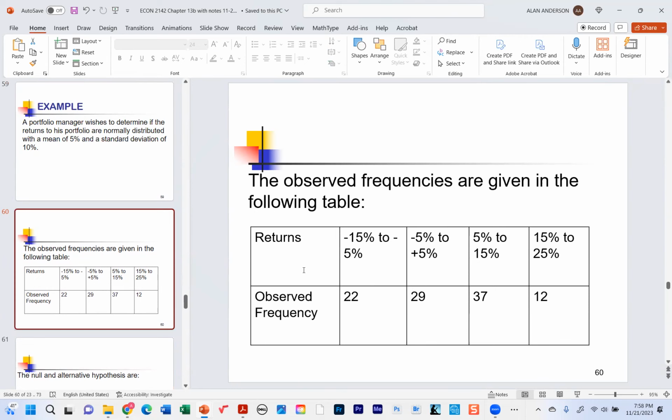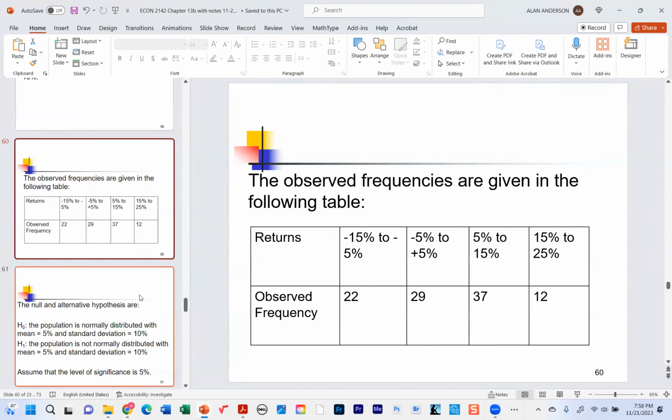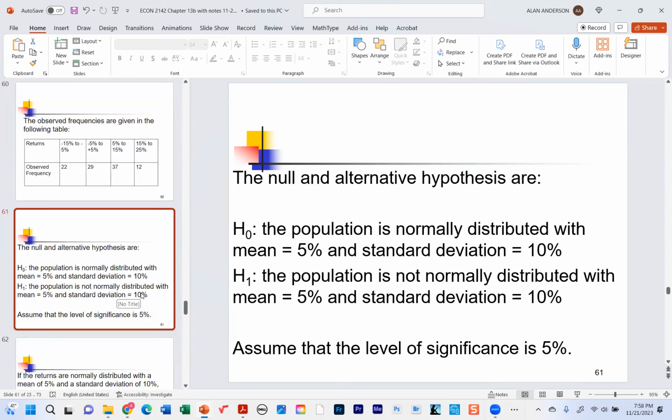So what we need to do, again, well, of course, we write out the null and the alternative hypotheses. The null is that the population is indeed normal with a mean of 5% and a standard deviation of 10%. The alternative is that it is not. That's all we have to choose from. And once again, as we so often do, we'll use the level of significance of 5%.